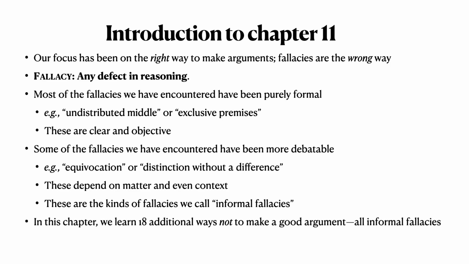So in this chapter on informal fallacies, we're going to learn 18 additional ways not to make a good argument. They're not things to do, they're things to avoid. They're all informal fallacies. One other note, they're not names to call people who you disagree with.